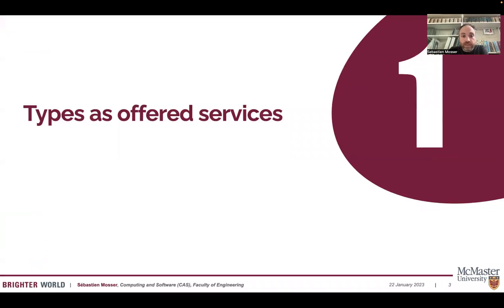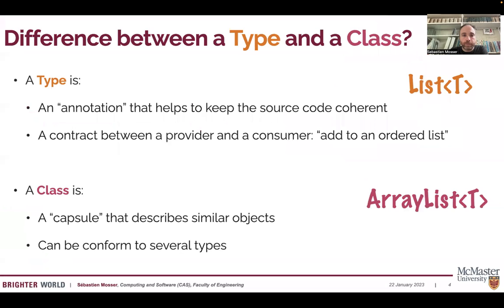So first, the notion of type as offered services. Well, we usually deal with classes, and suddenly out of the blue, I'm talking about type. So what does type mean? Well, basically, you can think of a type as an annotation, something in your source code that helps you keep it coherent. Like a contract, actually, like a public interface. If I agree to that type, if I am an object of that type, I offer this service, like, I can add something to an ordered list. This is part of being a member of the list type.